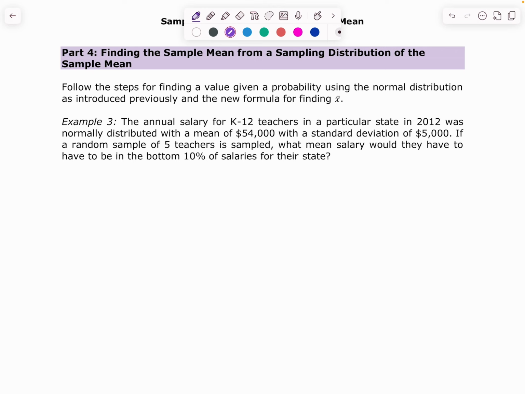So in this example, the annual salary for K through 12 teachers in a particular state in 2012 was normally distributed with a mean of $54,000 and a standard deviation of $5,000. If a random sample of 5 teachers is sampled, what mean salary would they have to have to be in the bottom 10% of salaries for their state? So looking at this one, we have been told that it's normally distributed, so that's great. The mean salary in their state is $54,000. The standard deviation is 5,000. We're going to look at 5 random teachers. What mean salary, that's what we're looking for, and they're in the bottom 10% of salaries.